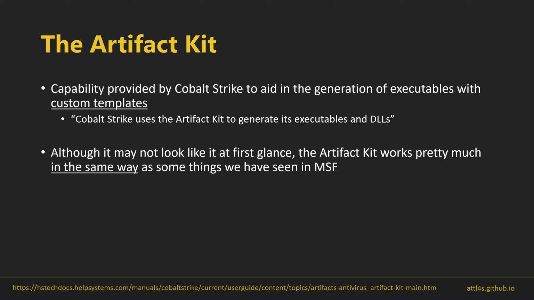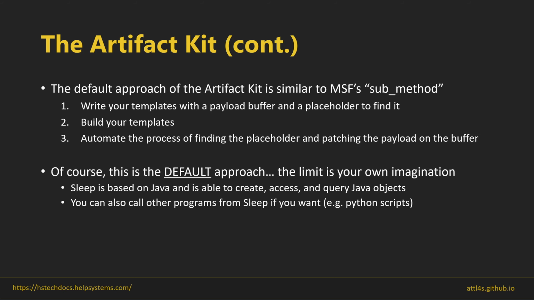Okay, because Cobalt Strike does pretty much the same as Metasploit. It has pre-compiled templates for EXEs, DLLs, and service EXEs. Those files have buffers with fixed sizes, and they have placeholders at the beginning, so Cobalt Strike can search for them and insert the beacon shellcode in those locations. So yeah, very, very similar or exactly the same as the substitution method of Metasploit.